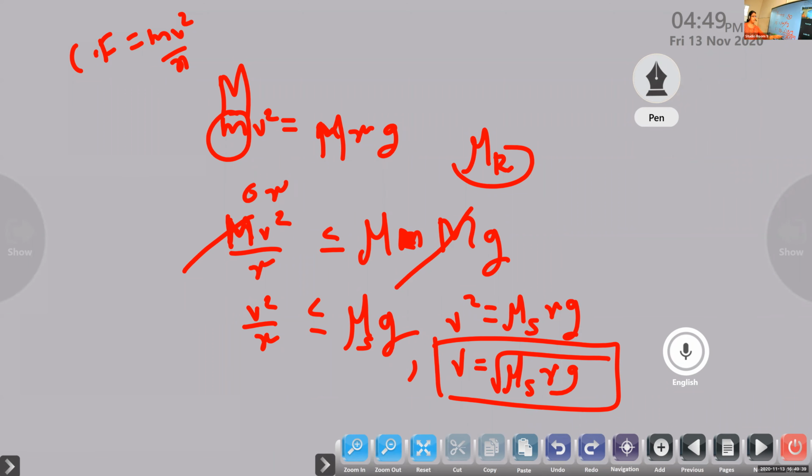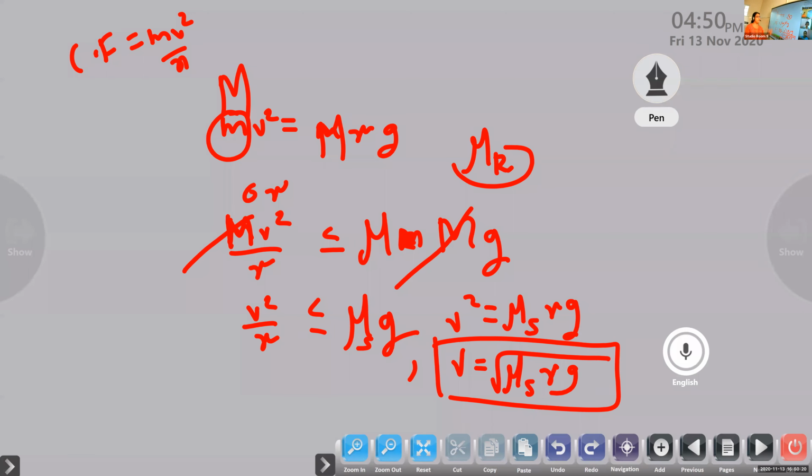Okay. How can you get the value of mu S? R you know, the radius of the circular road. G you know. Then how can you get the value of mu S? So what we did, first we got a set of equations. In the vertical direction, normal reaction and weight are equal. In the horizontal direction, instead of frictional force, we are having centripetal force. Then centripetal force and frictional force are equated. Once equated, we can equate that with the gravitation, I mean the weight of the car. And from that, by multiplying with the coefficient of friction, you get the same equation.